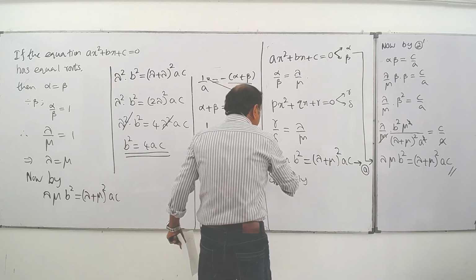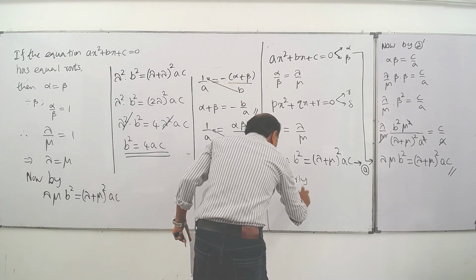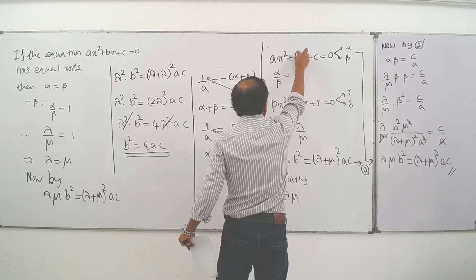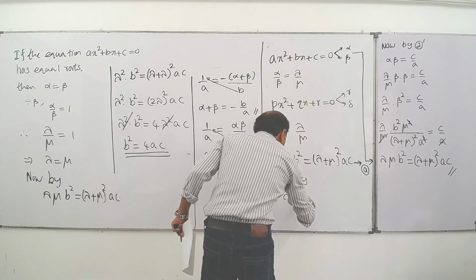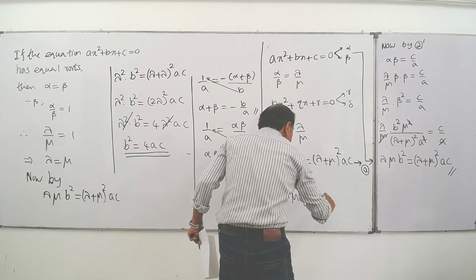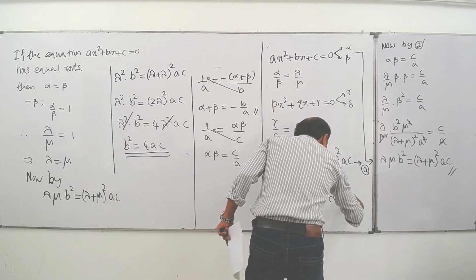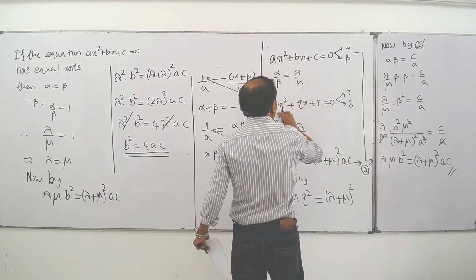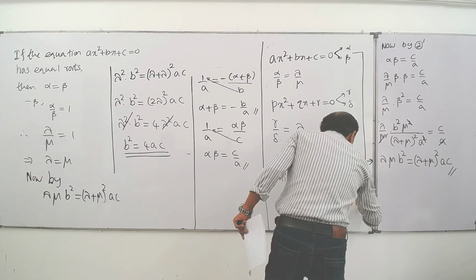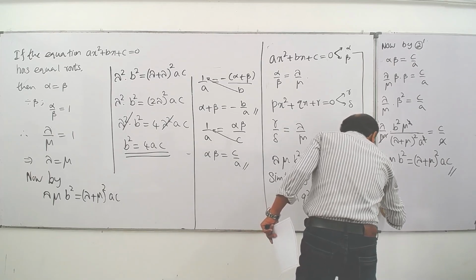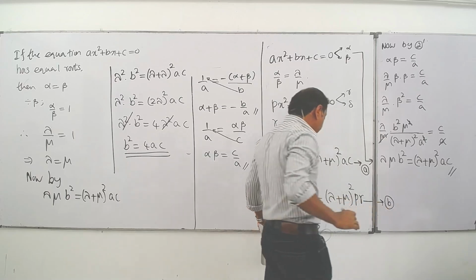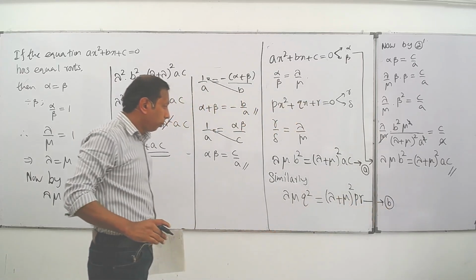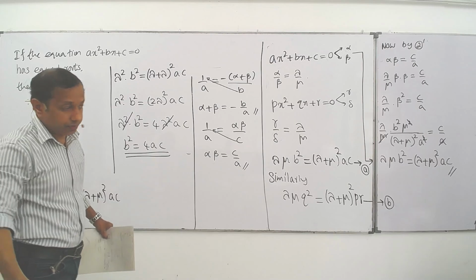Similarly, what can we write here? Lambda mu, b means the x coefficient squared, so here it is q. Lambda mu q squared is equal to lambda plus mu perfect squared, and ac means this product, so pr. All right, this is B. Now, divide A by B, then we get the next answer.